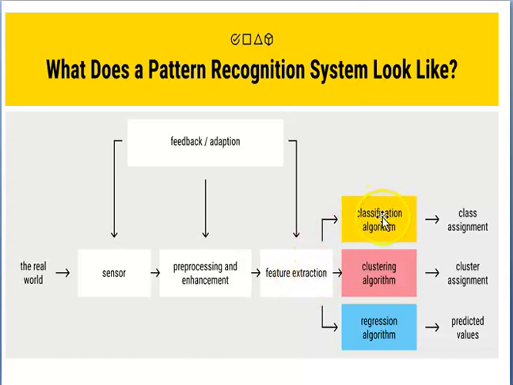And then there are three ways in which machine learning can work. There is a classification algorithm, there is a clustering algorithm, and there is regression. So these are the three types of machine learning that we can perform, where classification and regression, both of them are supervised learning. Clustering is unsupervised learning. In a subsequent video, I will be discussing what supervised and unsupervised learning are.